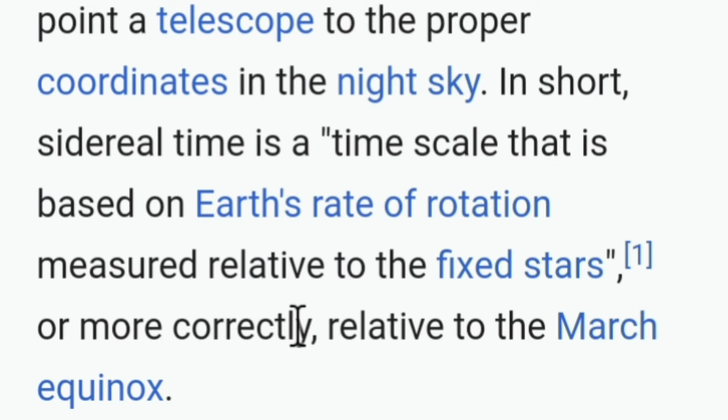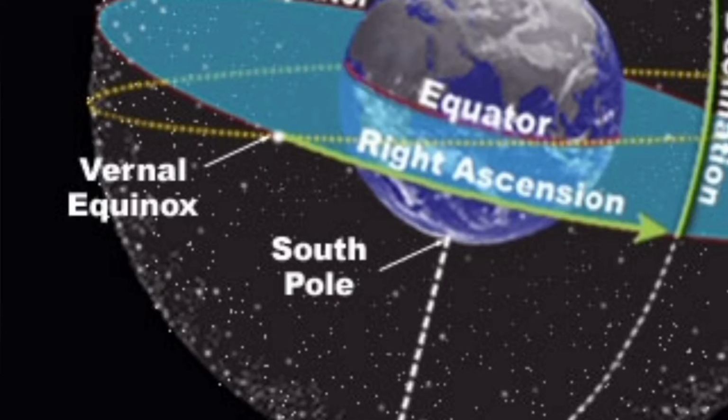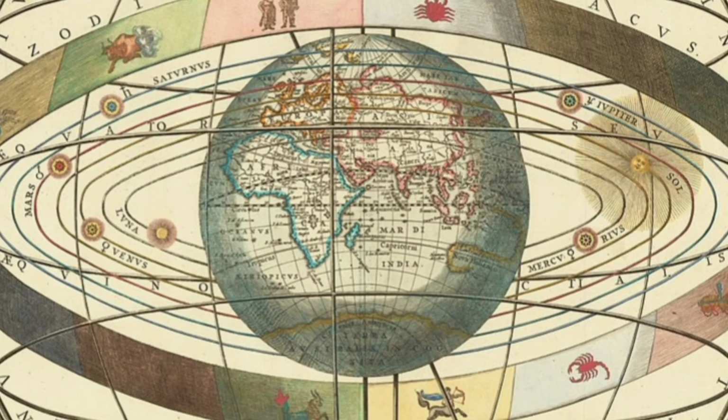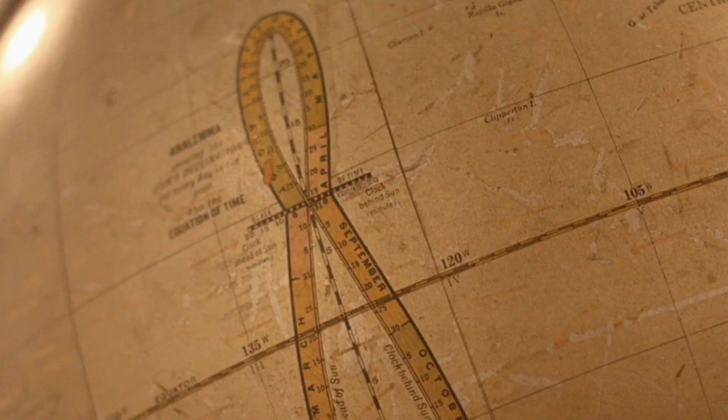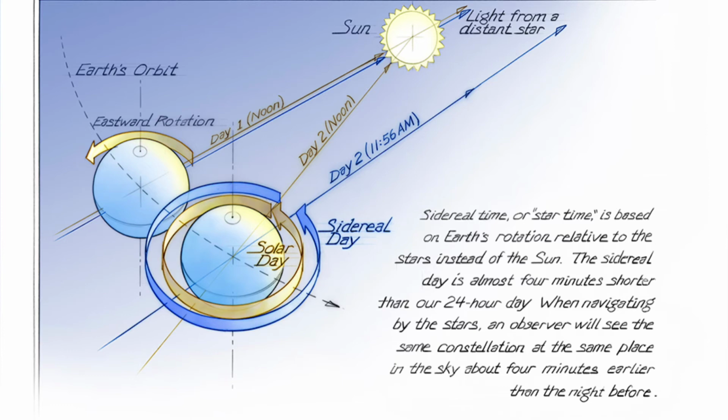So in short, sidereal time is a timescale that is based on Earth's rotation relative to fixed stars. And let's take a look at the vernal equinox. That's the star it's referring to as far as the fixed star. This is your analemma. That's at the center. Now this is looking at sidereal time or star time. It's based on Earth's rotation relative to the stars instead of the sun.